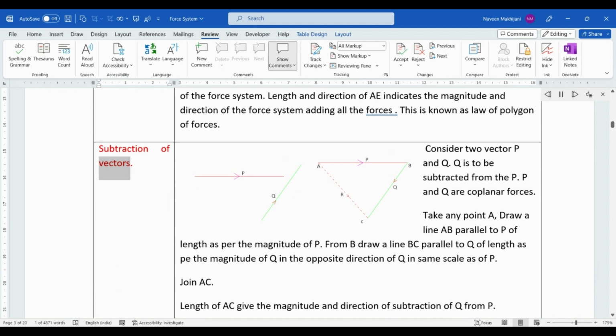Subtraction of vectors. Consider two vectors P and Q. Q is to be subtracted from P. P and Q are coplanar forces. Take any point A, draw a line parallel to P of length as per the magnitude of P. From B draw a line BC parallel to Q, of length equal to the magnitude of Q in the opposite direction of Q, in the same scale as P. Join AC. The length of AC gives the magnitude and direction of the subtraction of Q from P.